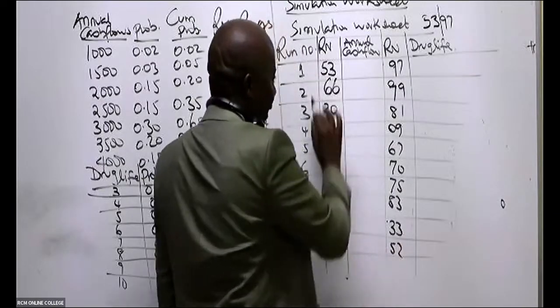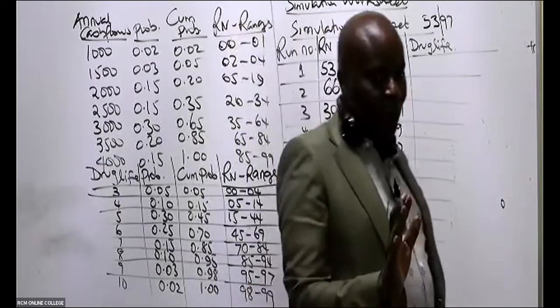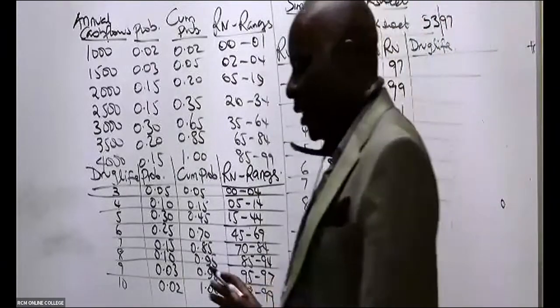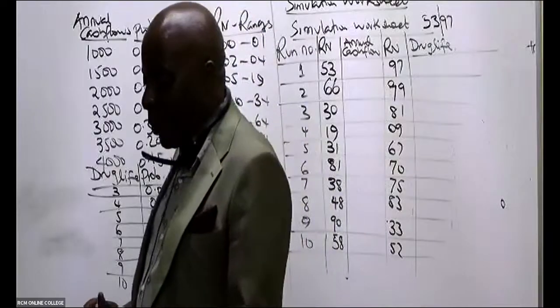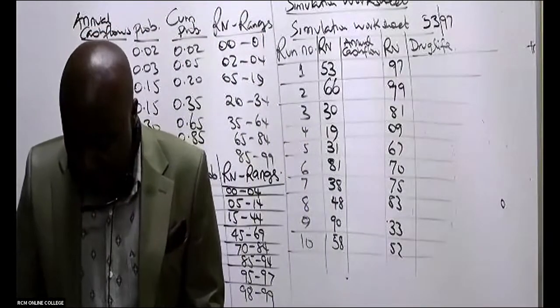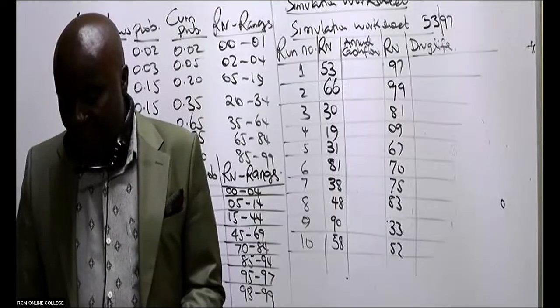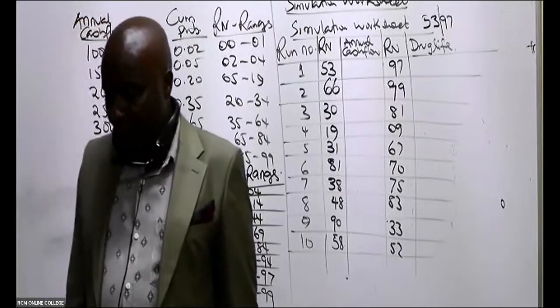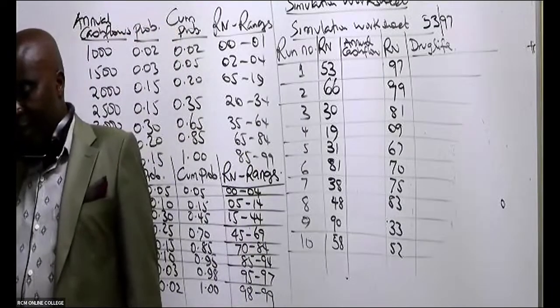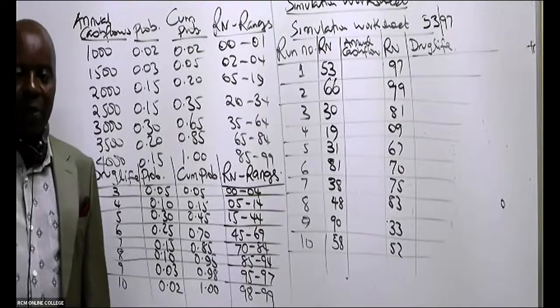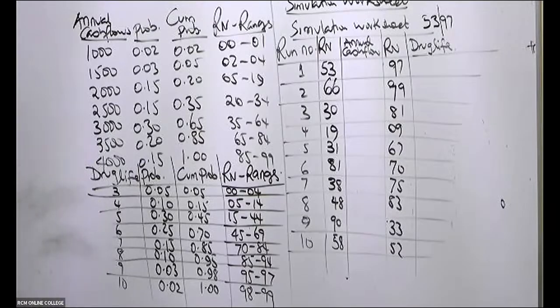And they told us to do only 10 runs. In the question, they told us to do 10 runs. So please write up to here. I would want to know whether the online students are together up to here. Great. The online students have confirmed that, Mwalimu, up to here we are together.